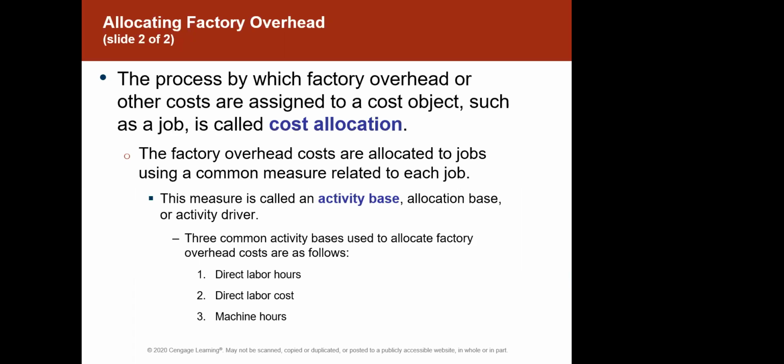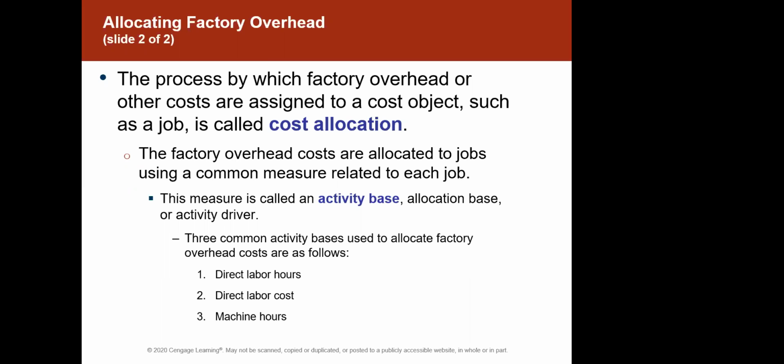But there you go. All right, so here's the process by which factory overhead is assigned. Okay, we call it cost allocation. And usually what we have to do is we come up with what's called an activity base. And all activity base means is it's some number that we're choosing to use to allocate the overhead.